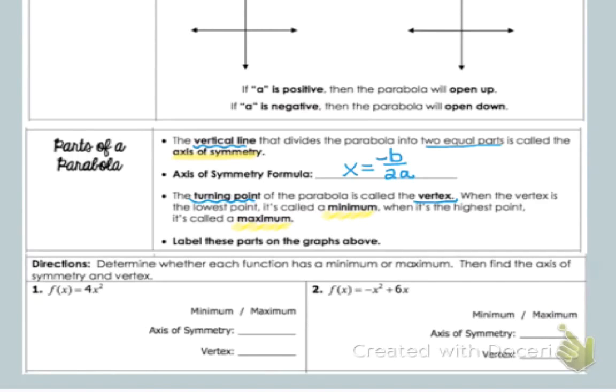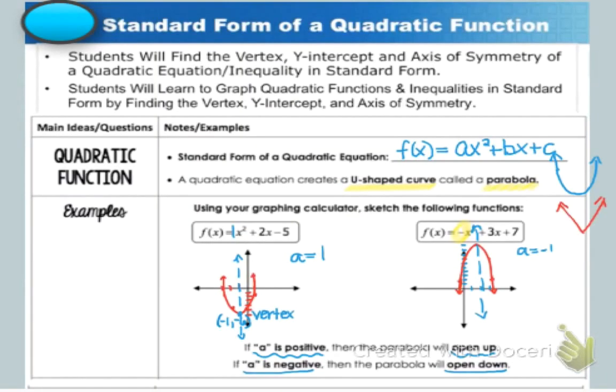And we always want to label these parts on any graph, but specifically on the sketches that we just did. And you can see that we did that. So we labeled the vertex. Actually, then the vertex in this case is a minimum value. So I'm going to put slash minimum. And then here, this is the vertex. And it is a maximum because it's that highest value that it reaches.